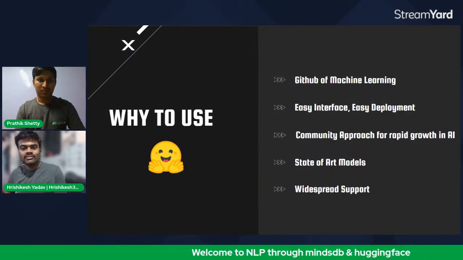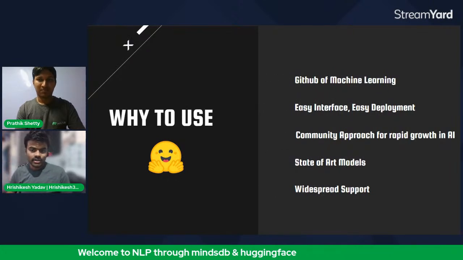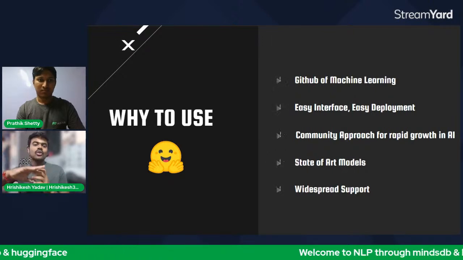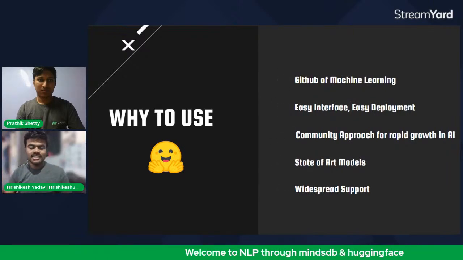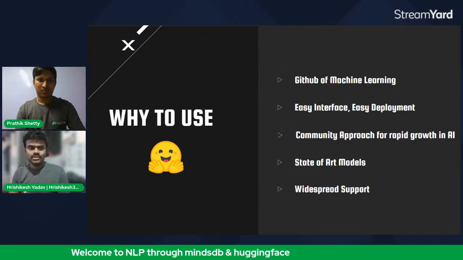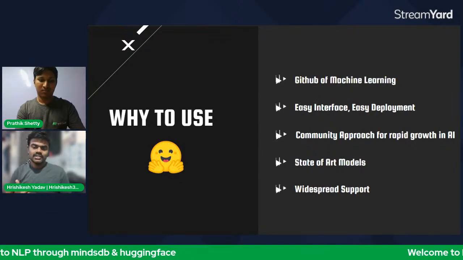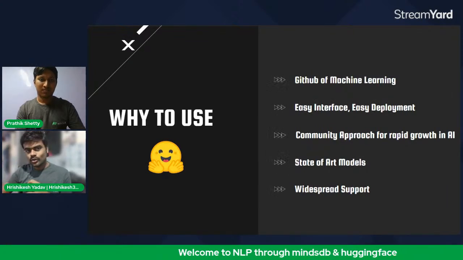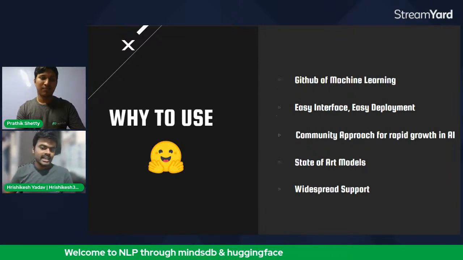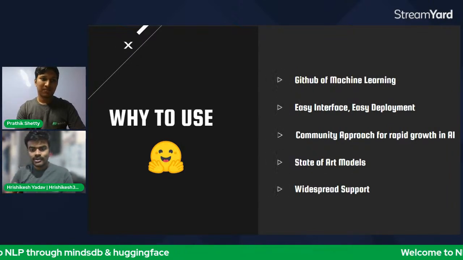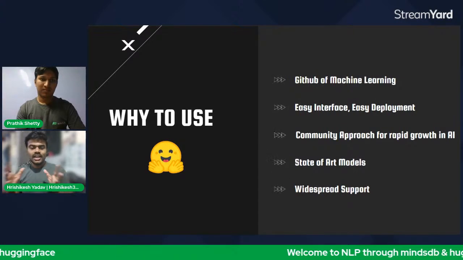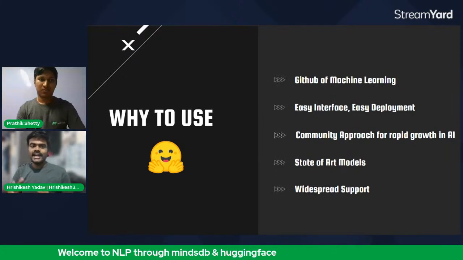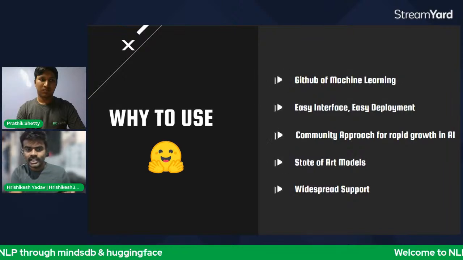So why use Hugging Face? As I said, it's a GitHub of machine learning, and it has an easy interface. It provides a whole model hub and datasets, and you can just go and navigate. We'll give a quick tour of that. You are also provided with code that you can use, and it offers easy deployment of your model and a community approach for rapid growth, as everything here is open source. Anyone can contribute, and it really helps support the AI community.